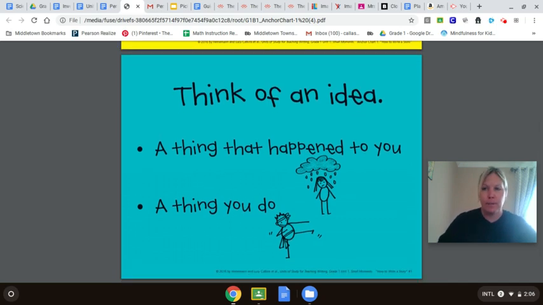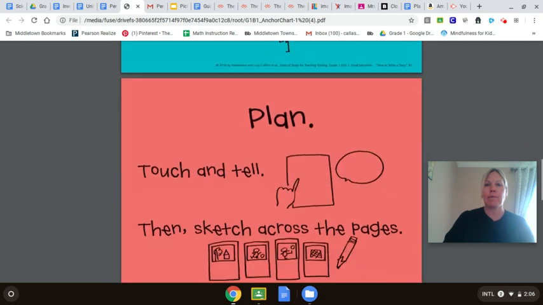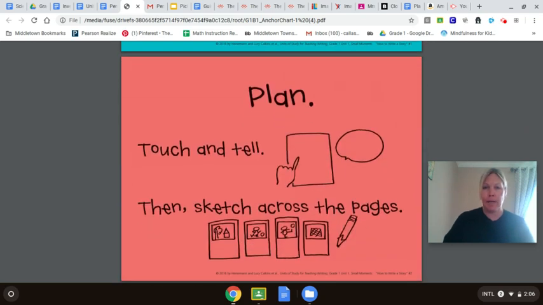And I know I talked to you about this on Wednesday. If you were to write something, you're not going to write about your whole weekend, right? You're going to pick one part of something you did, okay? One small moment. So on Monday, you brainstormed your ideas. And then on Wednesday, we came up with our plan, okay? We talked about making a plan for our writing.